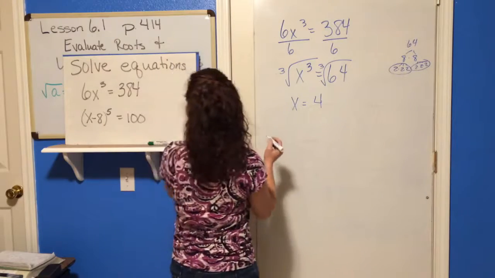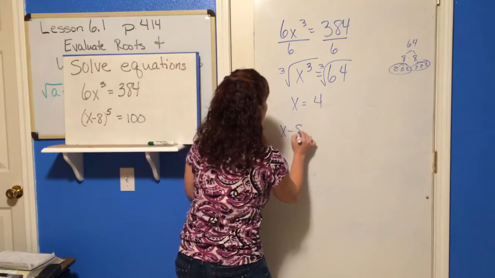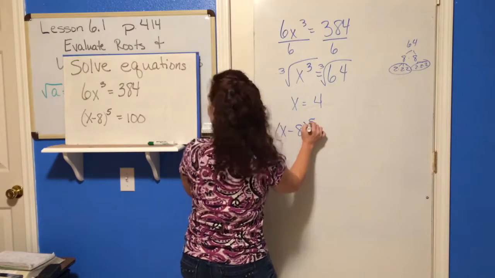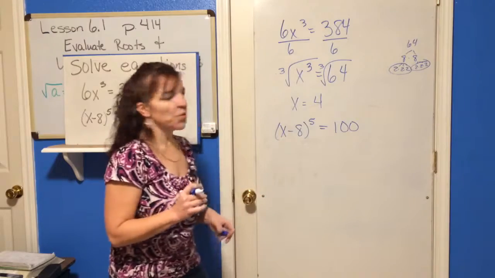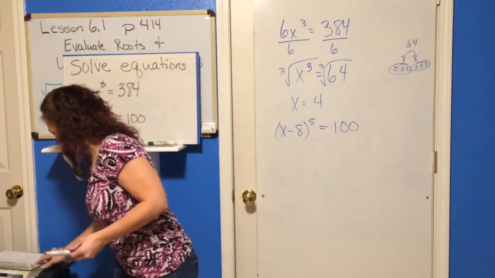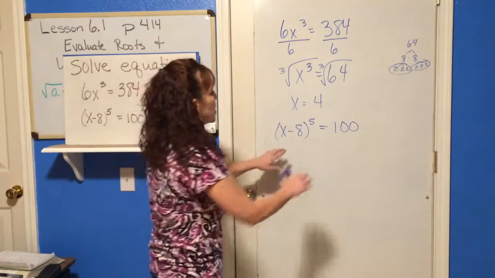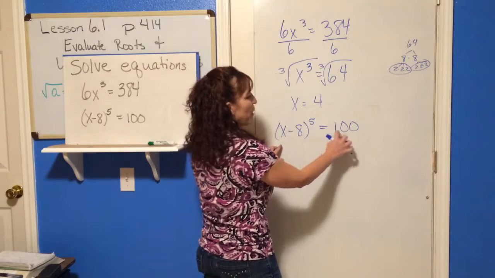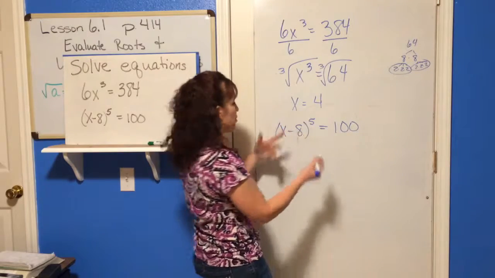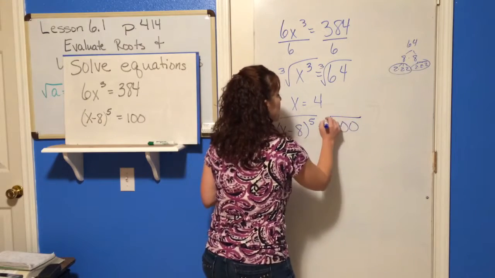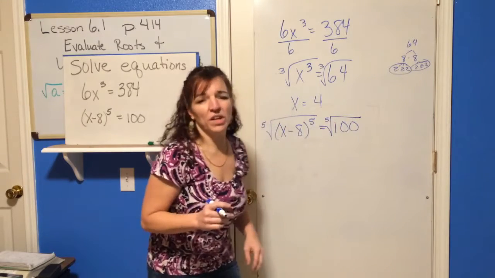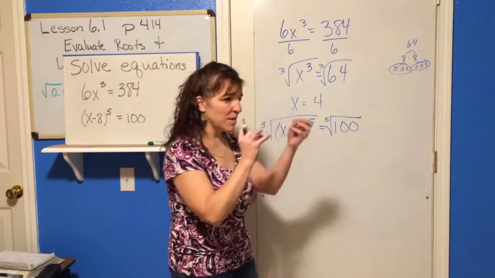All right? And then the last one, (x minus 8) to the 5th power equals 100. One more little new thing here. So now (x minus 8) to the 5th power equals 100. So this is to the 5th power, so all you have to do is take the 5th root. I don't know what the 5th root of 100 is. It's not going to be all nice and neat.